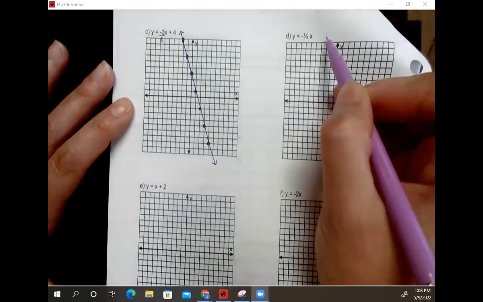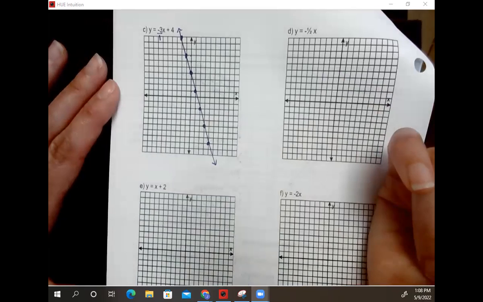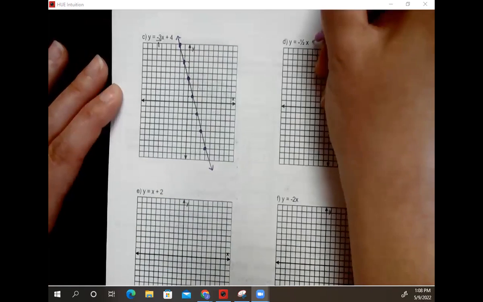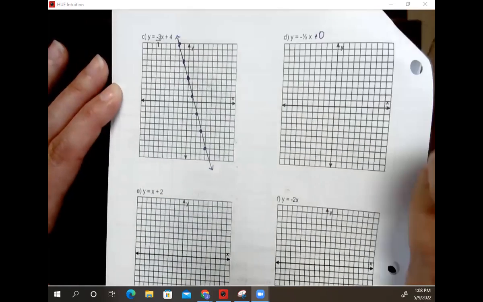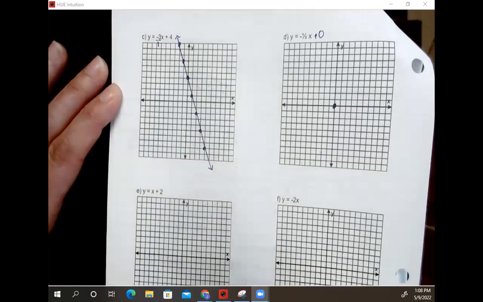Okay. For D, I would like to start by plotting my y-intercept, but I do not see a B value at the end. So if I don't see anything at the end of my function here after the x, what does that mean for my y-intercept? It's at 0, yeah. This is like saying we've got +0 at the end. So I'm going to go ahead and plot my y-intercept. It's right on the origin this time.